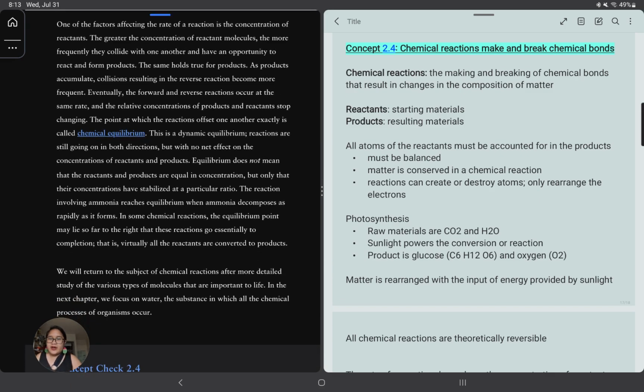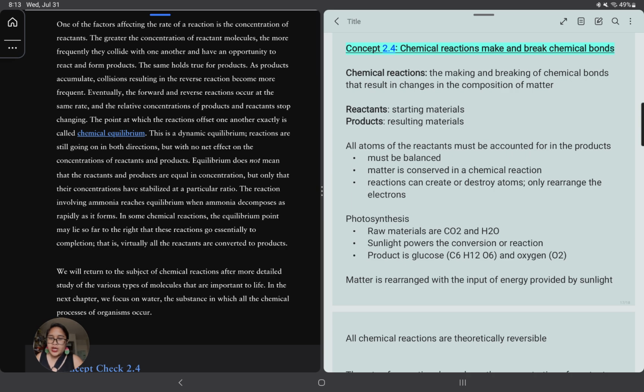One of the factors affecting the rate of a reaction is the concentration of reactants. The greater the concentration of reactant molecules, the more frequently they collide with one another and have an opportunity to react and form products. The same holds true for products. As products accumulate, collisions resulting in the reverse reaction become more frequent. Eventually, the forward and reverse reactions occur at the same rate. The relative concentrations of products and reactants stop changing.